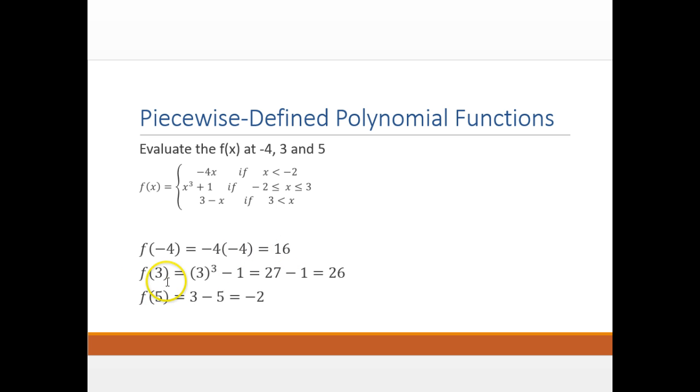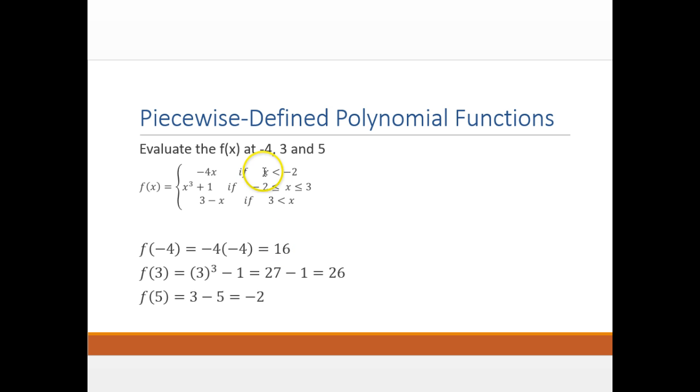Our next one is f(3). 3 is not less than negative 2, but 3 is between negative 2 and 3 because this says less than or equal to 3. So I'm going to plug this into the middle piece. So 3 cubed minus 1 is 27 minus 1, which is 26.